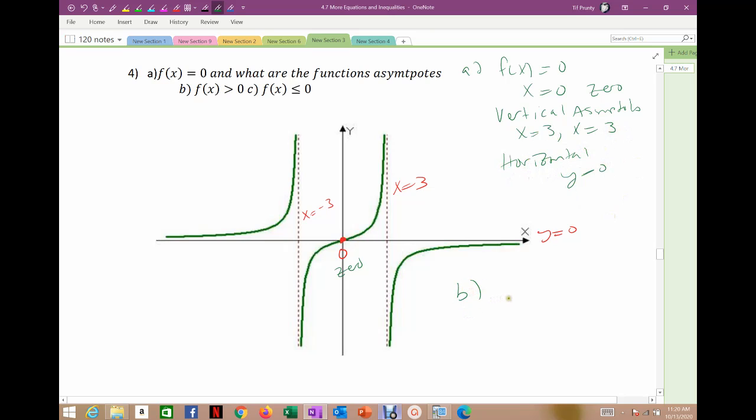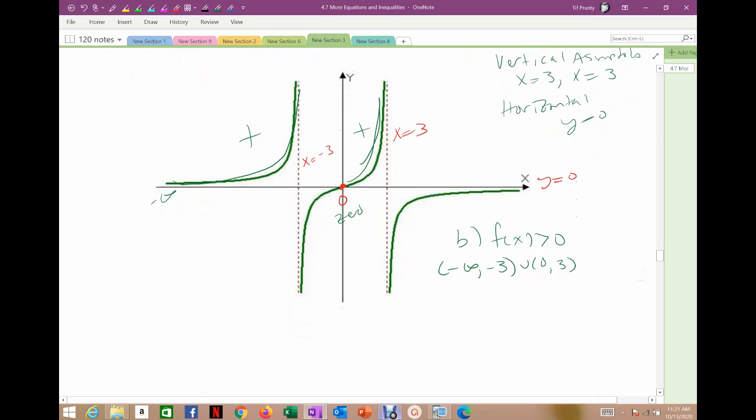Then my less than, greater than, and equal to. Alright, f of x is greater than 0, positive. Well, this entire piece is positive, so from negative infinity up to my first asymptote, so negative infinity to negative 3. This piece is positive, so between 0 and my second asymptote, so from 0 to 3. And then that's it. This is negative and that piece is negative. So I'm positive from negative infinity to my asymptote negative 3, and from 0 to positive 3, my positive asymptote.